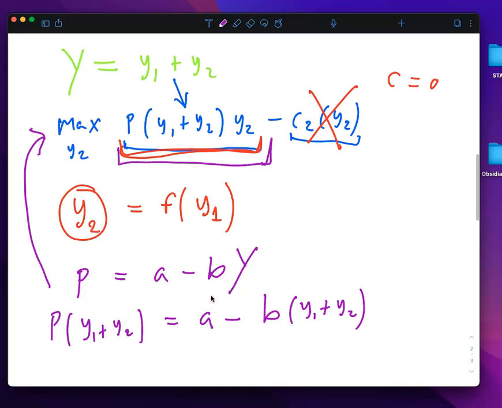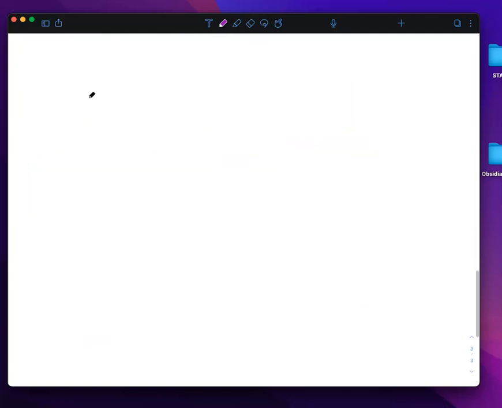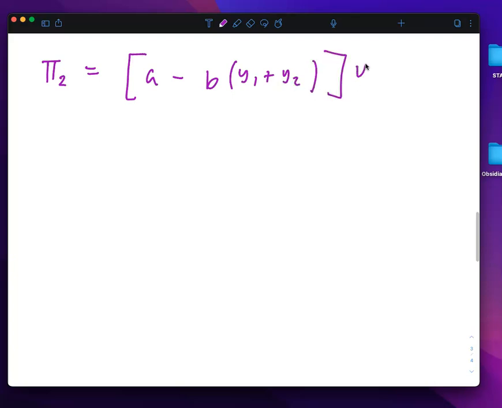So I'm going to write the profit function in terms of this expression right here up top. All right, so the profit for player 2 is equal to, all right, and solving for this, remember we're just going to simplify the inner part here.